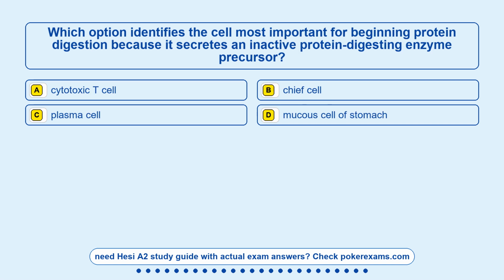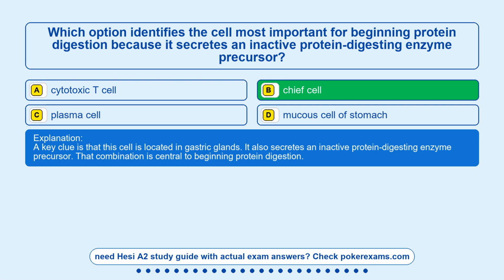Question 5. Which option identifies the cell most important for beginning protein digestion because it secretes an inactive protein-digesting enzyme precursor? Option A, cytotoxic T cell. Option B, chief cell. Option C, plasma cell. Option D, mucus cell of stomach. The correct answer is option B, chief cell.